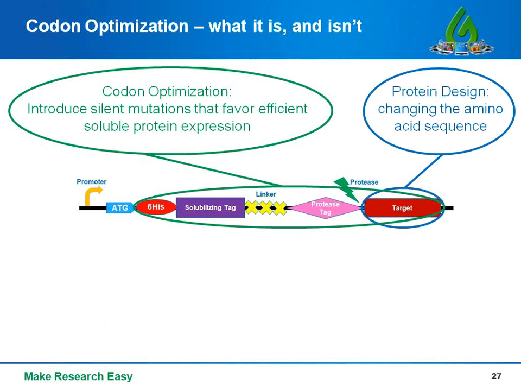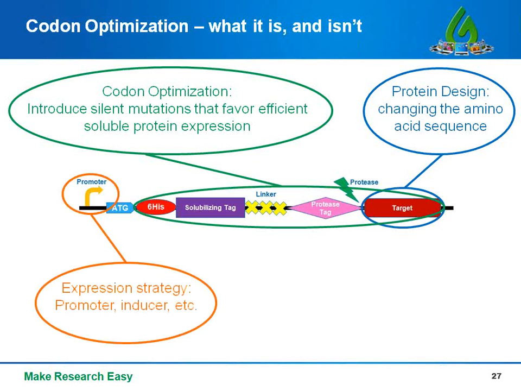Introducing changes in your amino acid sequence can sometimes improve the solubility or the folding of your protein without affecting the critical functions. So this is another strategy that can be employed. We would call this protein design, and that's really different from codon optimization. Codon optimization is not going to change the amino acid sequence.